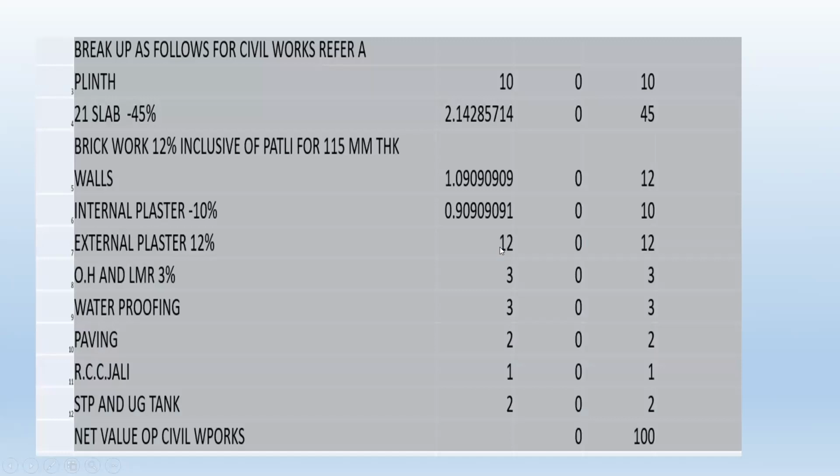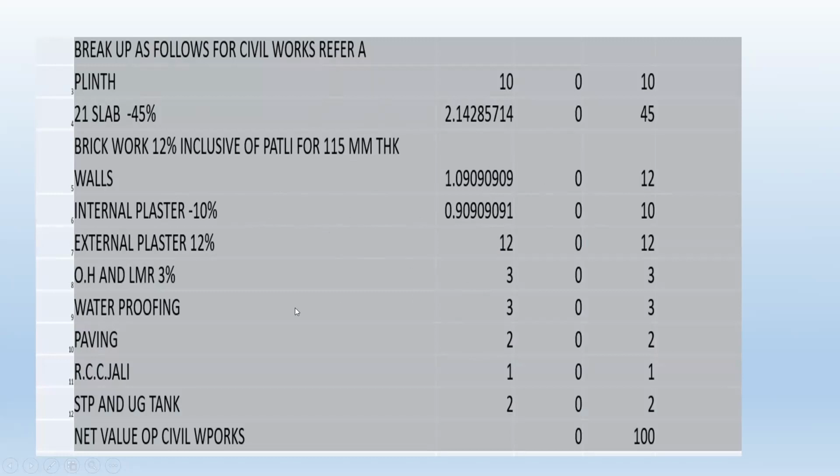Now let us come to the payment schedule. This is for my project. I made it very clear. Plinth, I'll say 10%, slab 45%. Then what will be the percentage per floor? Walls, 12%. For how many floors? What is the equal percentage?